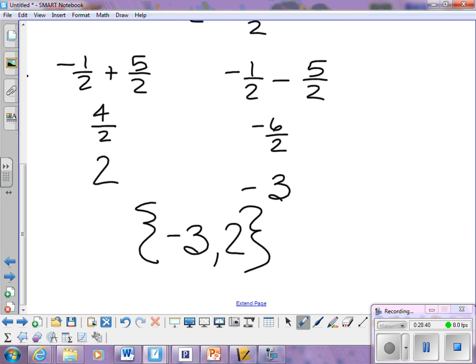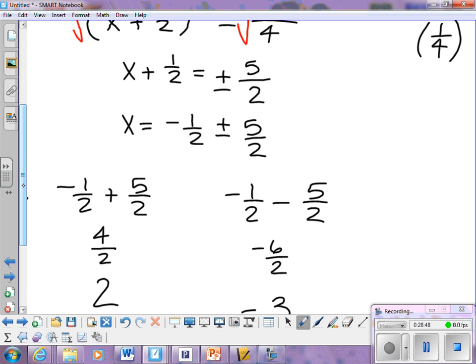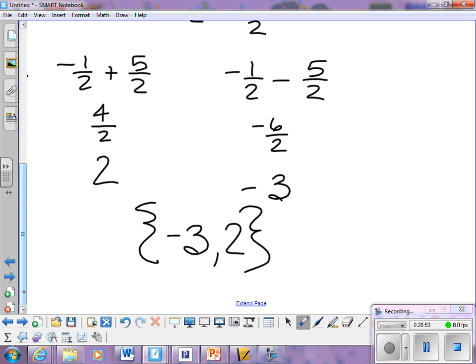Did you find those by factoring? Why is the 1 negative? Because it was positive here. So when you add it to the other side, you have to subtract it to get rid of it. Are you good with that one?